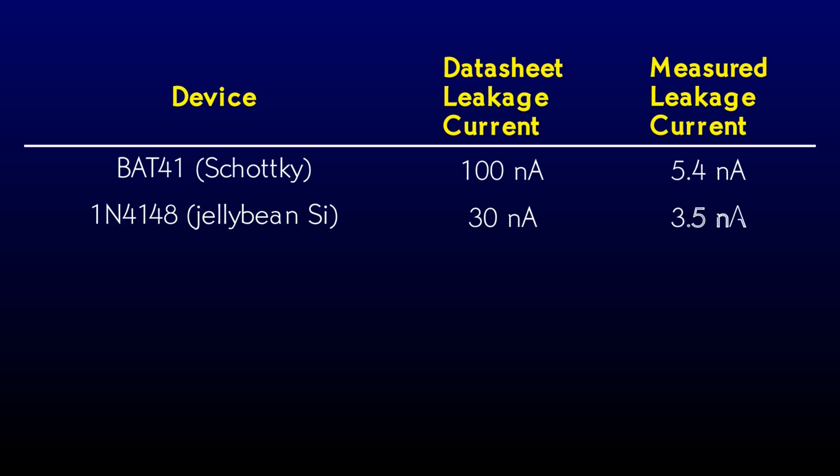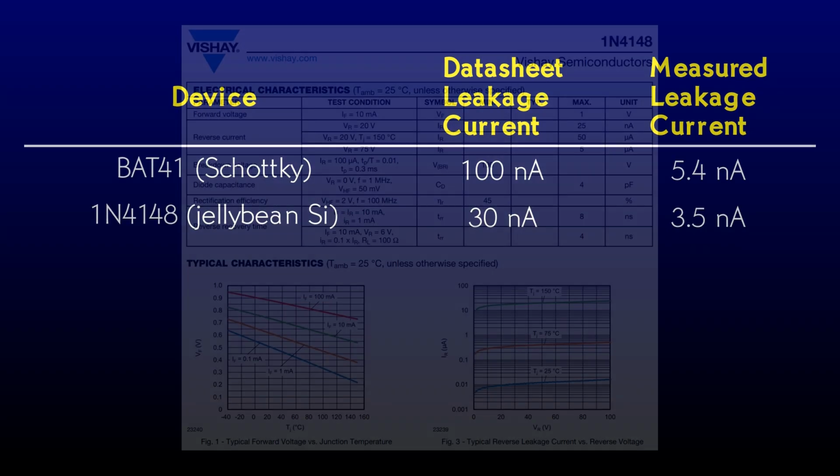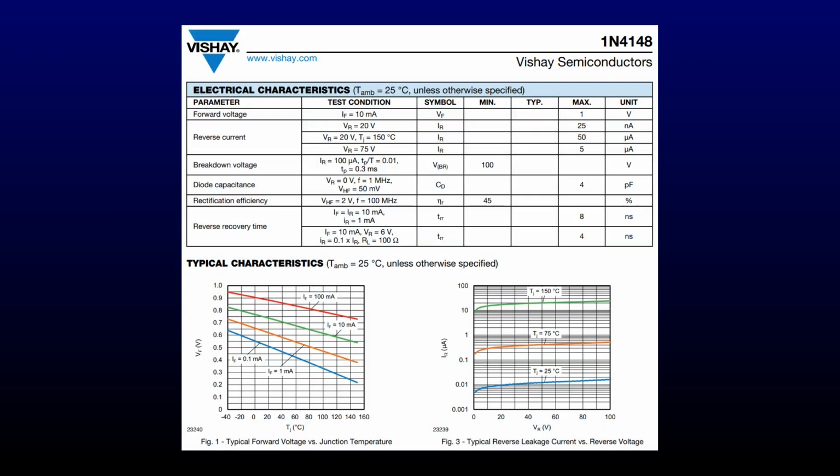3.5 nanoamps is a little disappointing. Not nearly a factor of 3 improvement. Is there anything else we can glean from the datasheet? It turns out that there is a graph of typical leakage current with respect to voltage and temperature, and our 3.5 nanoamp current is a little bit better than what it says to expect. Perhaps the 1N4148 isn't such a great choice after all.